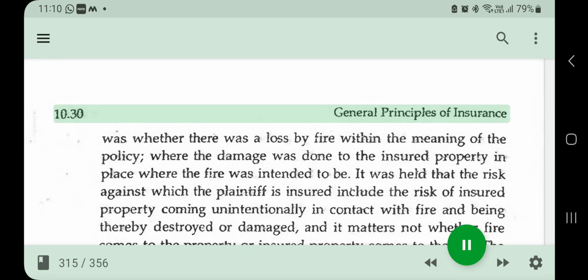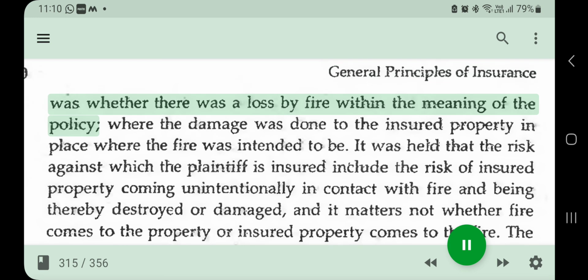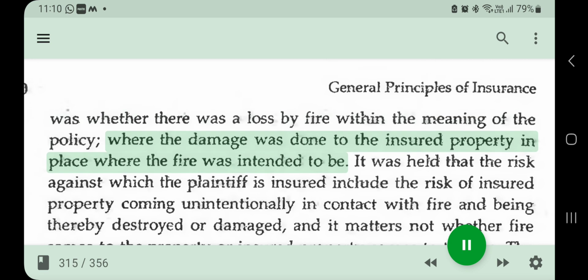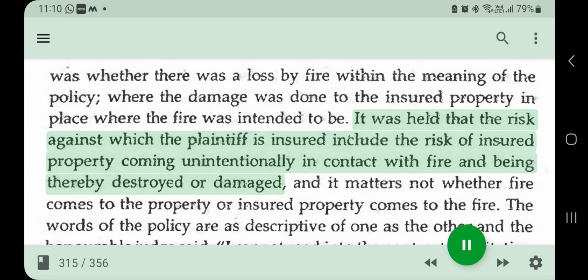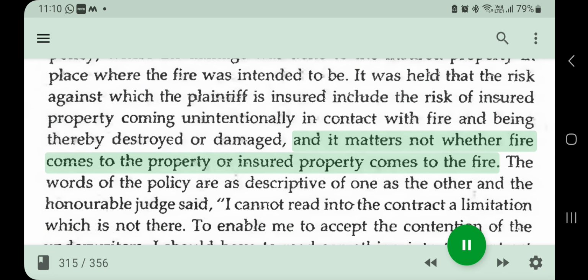10.30 General Principles of Insurance. The question was whether there was a loss by fire within the meaning of the policy, where the damage was done to the insured property in a place where the fire was not intended to be. It was held that the risk against which the plaintiff is insured includes the risk of insured property coming unintentionally in contact with fire and being thereby destroyed or damaged, and it matters not whether fire comes to the property or insured property comes to the fire.